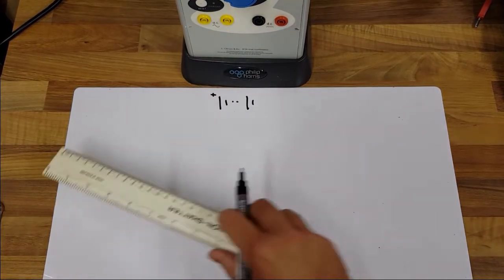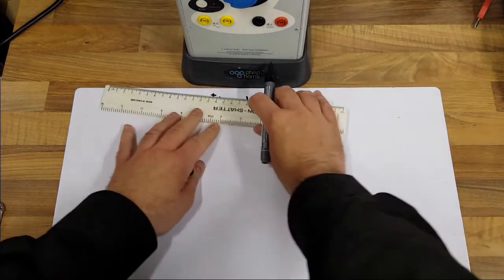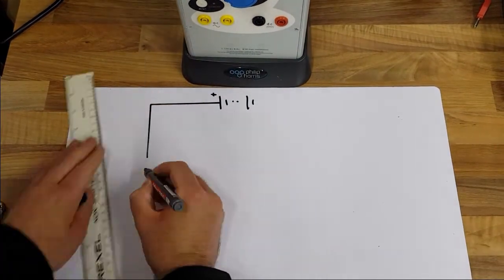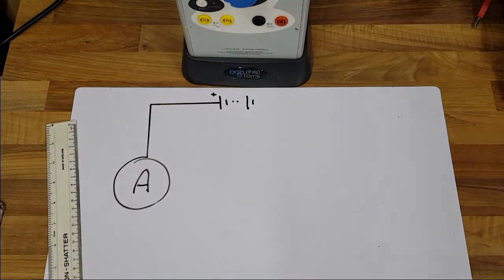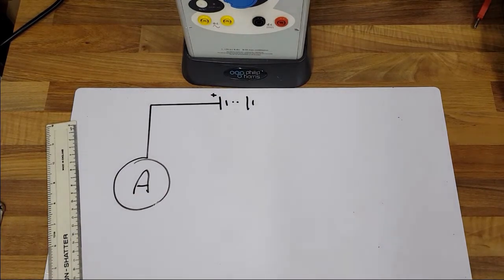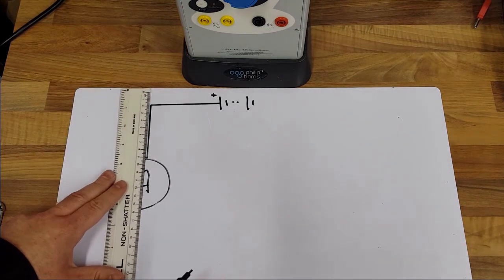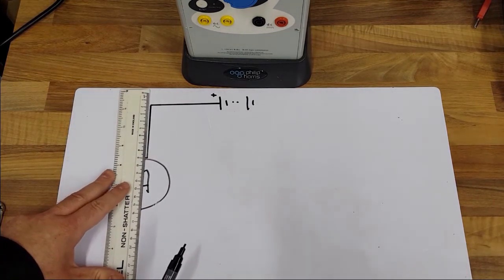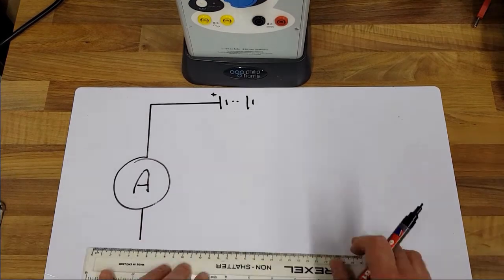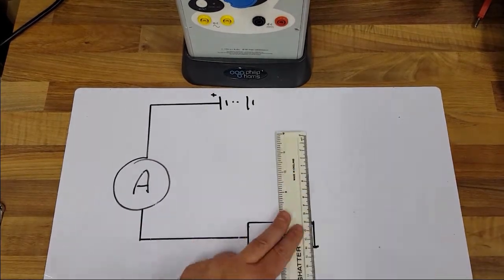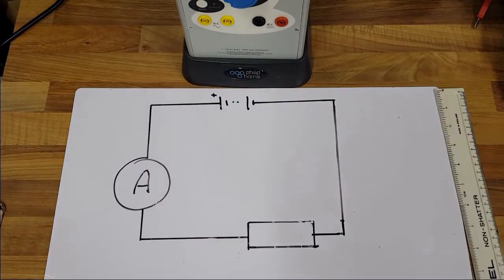I'm going to put an ammeter over at the side here. So that's going to be a location of our ammeter. Then I'm going to attach that to something called a resistor. Now you'll find out more about resistors in both the next lesson and in Year 10. That's my basic circuit. You'll notice that I haven't actually put a voltmeter on here yet.